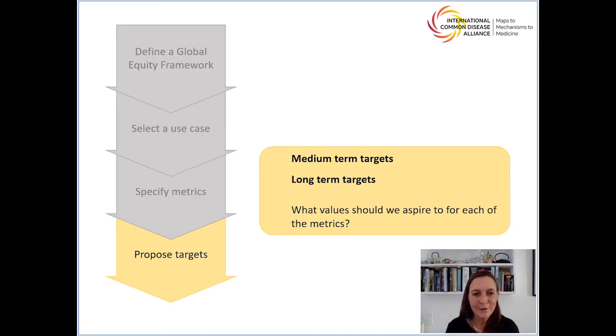And then finally, for each of these metrics, we proposed targets for our working group. So we had medium-term targets and long-term targets. We selected a 1-year target, a 2-year target, and a 5-year target. And this was about deciding what kind of values we would like to aspire to achieving for each of the metrics to feel comfortable that we're on track to supporting global equity in our working groups.